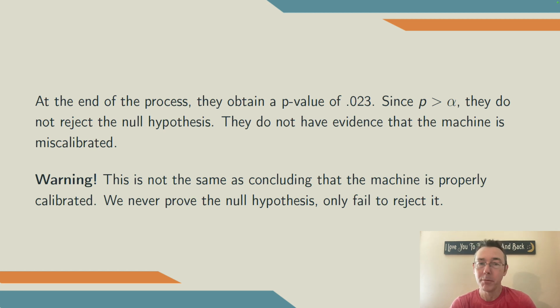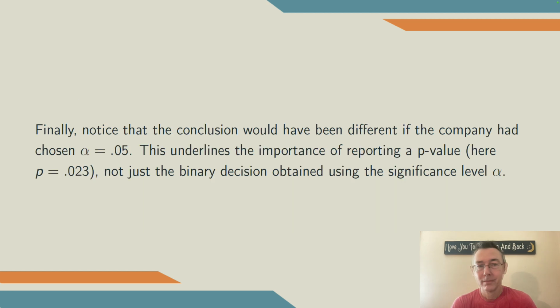It's just that the weight of the evidence doesn't rise to the threshold that was set at the beginning of this process. Finally, notice that this conclusion would have been reversed if the company had chosen a statistical significance level of alpha equals 0.05, because the p-value is lower than 0.05. If that had been their significance level, they would have rejected the null hypothesis and concluded that their machines needed to be calibrated. This really underlines the importance of reporting your p-value, the weight of evidence against the null hypothesis, and not just the binary decision that you get based on the significance level alpha.